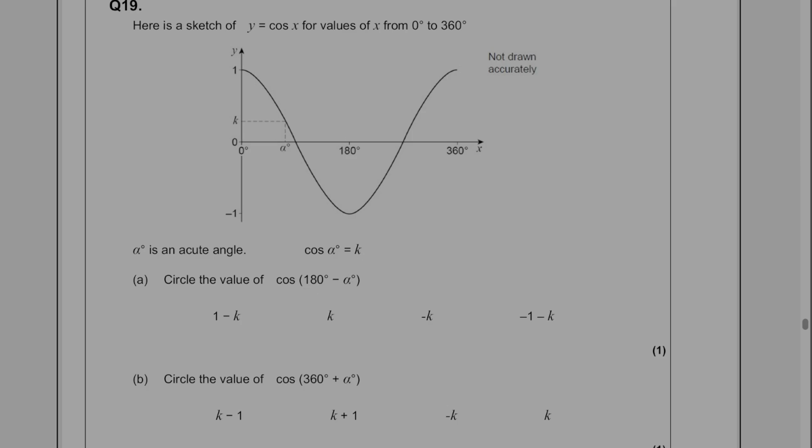Circle the value of cos of 180 minus A. So 180 minus A is going to be, if we kind of imagine it, A is that distance there. At 180 we're here, so I'll call that minus A. So that would give us minus K. Circle the value of 360 plus alpha. Sorry, 360 plus A. So 360 brings us to here. And then if we plus A again, if we imagine this carrying on, it would give us the same point. It's okay.